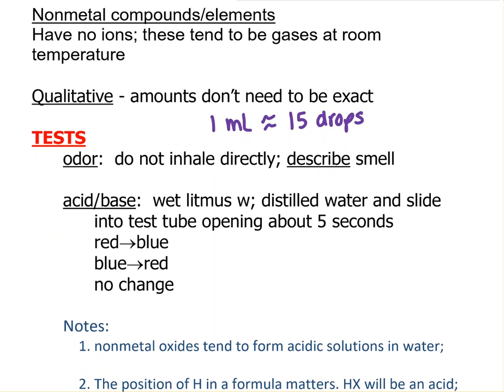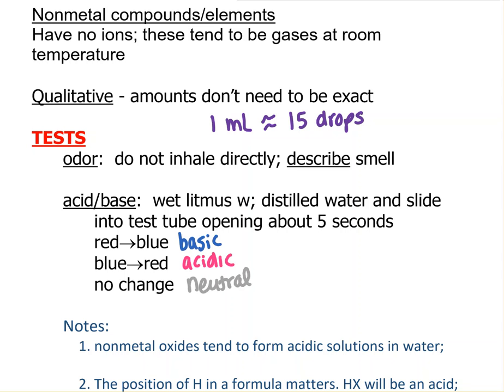Remember that we use litmus paper to see if something is forming an acidic or basic solution. If red litmus paper or pink litmus paper turns blue, it means that that solution is basic. If blue turns red, that means that solution is acidic. And if there's no change with both of them, that means the solution is neutral.